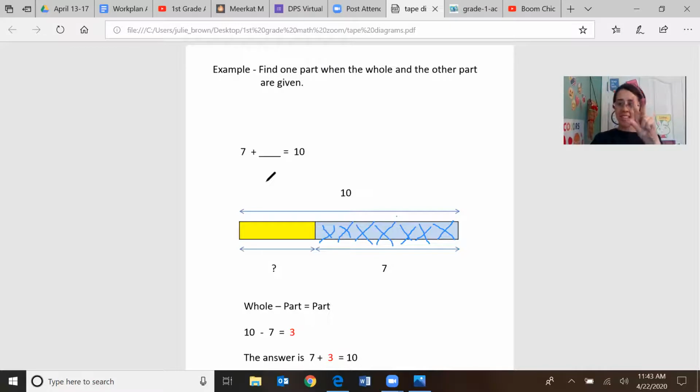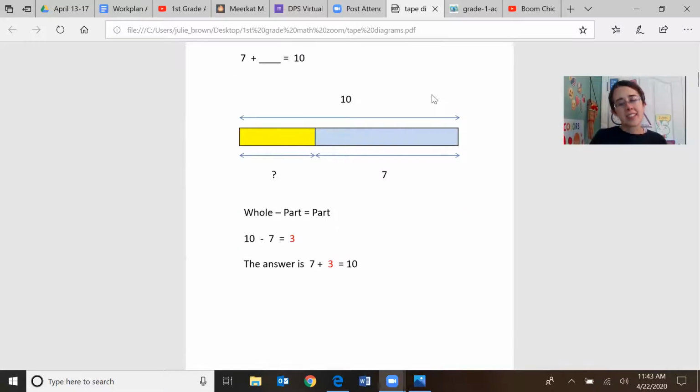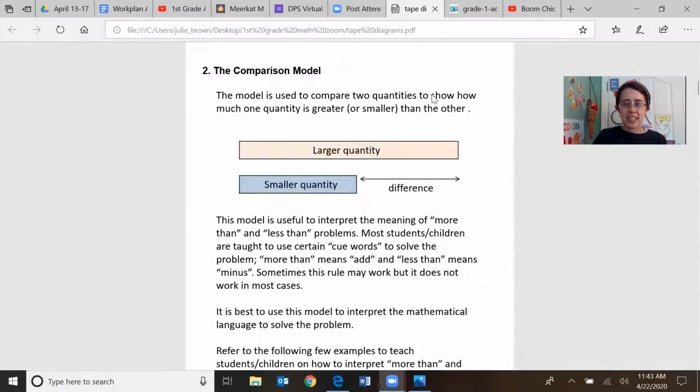8, 9, 10. It only took me 3 counts to get to 10. I will draw 3 circles in that smaller part of the tape diagram. 7 plus 3 equals 10. But you can also use subtracting. 10 take away 7 is 3. So just like with number bonds, you can have 2 adding sentences and 2 takeaway sentences.